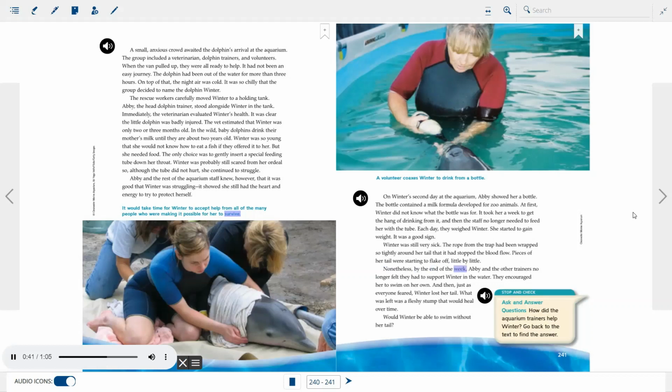Nonetheless, by the end of the week, Abby and the other trainers no longer felt they had to support Winter in the water. They encouraged her to swim on her own, and then, just as everyone feared, Winter lost her tail. What was left was a fleshy stump that would heal over time. Would Winter be able to swim without her tail? A volunteer coaxes Winter to drink from a bottle.